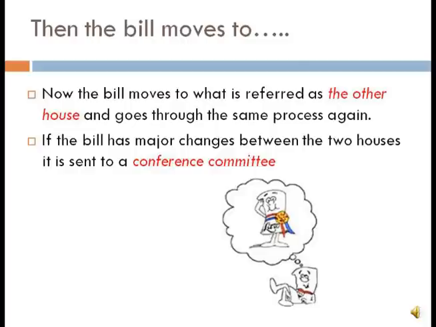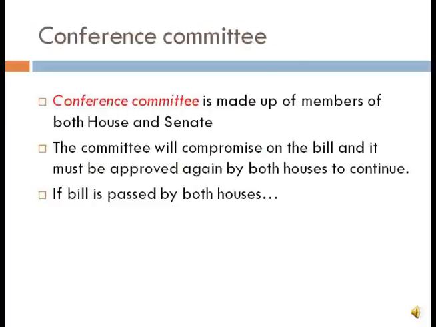If the bill has major changes between the two houses, it is sent to conference committee. What is conference committee? Conference committee is made up of members of both House and Senate. The committee will compromise on the bill and it must be approved again by both houses to continue.